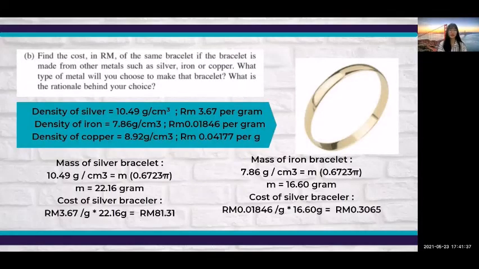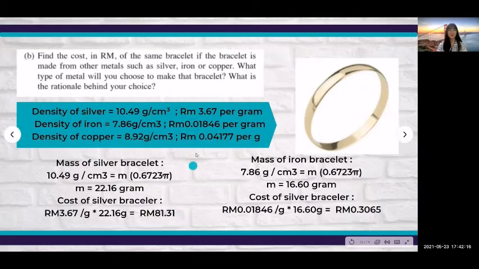And this is question B. The question given is: find the cost in RM of the same bracelet if the bracelet is made from other metals such as silver, iron, and copper. What type of metal will we choose to make the bracelet? What is the rationale behind your choice? This is the information that I get from the internet.